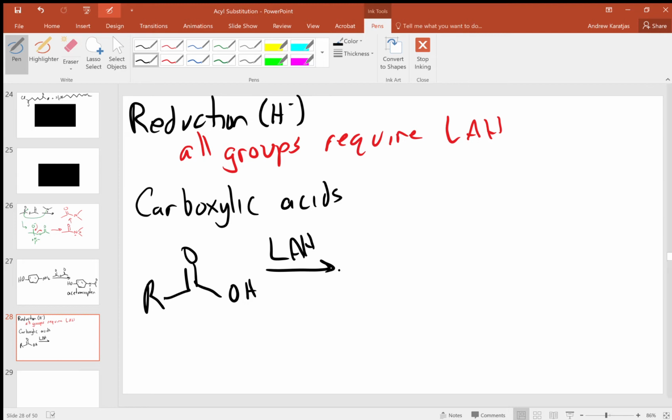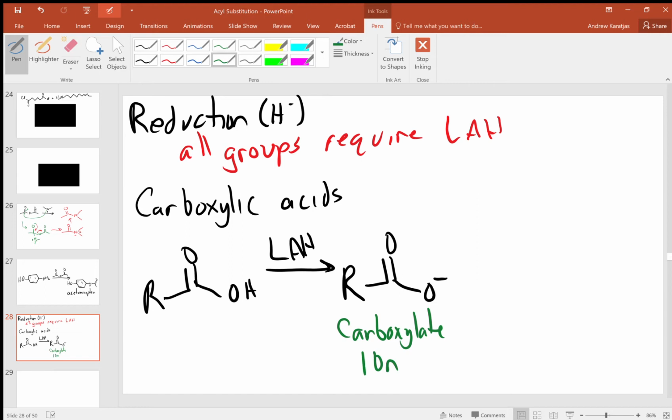And so because it's a strong base, the first thing it'll do in this reaction is deprotonate the carboxylic acid. And as we've seen previously, carboxylate ions are significantly less electrophilic because of that negative charge.